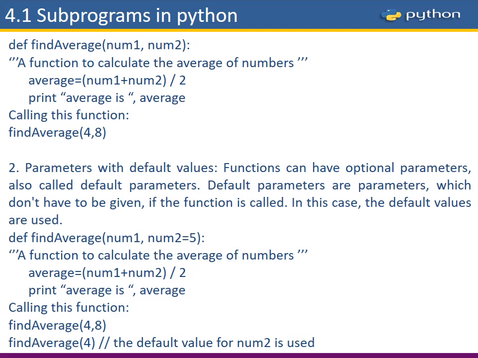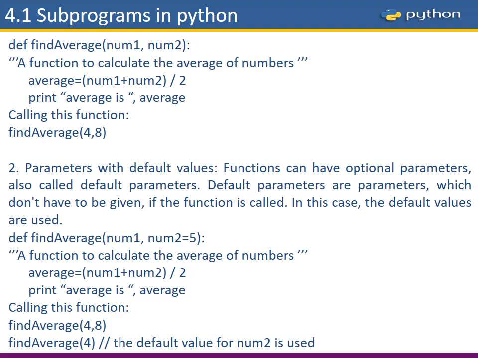The same find_average, find_average(number1, number2=5). So number2 is the default parameter. For example, sometimes when you define a function, you may want to provide a default value for one or more parameters.